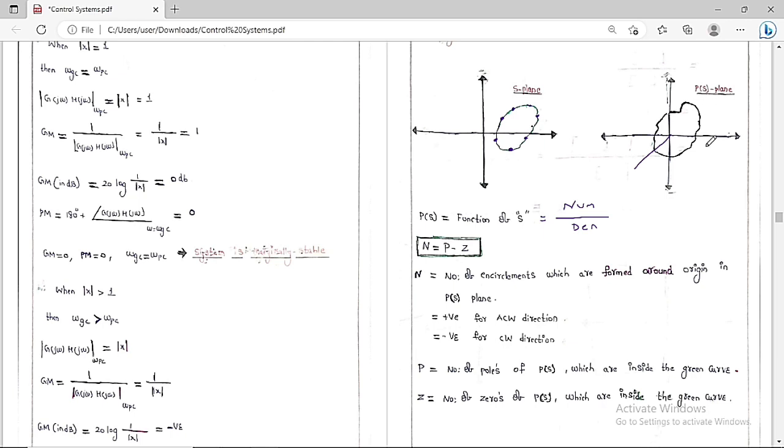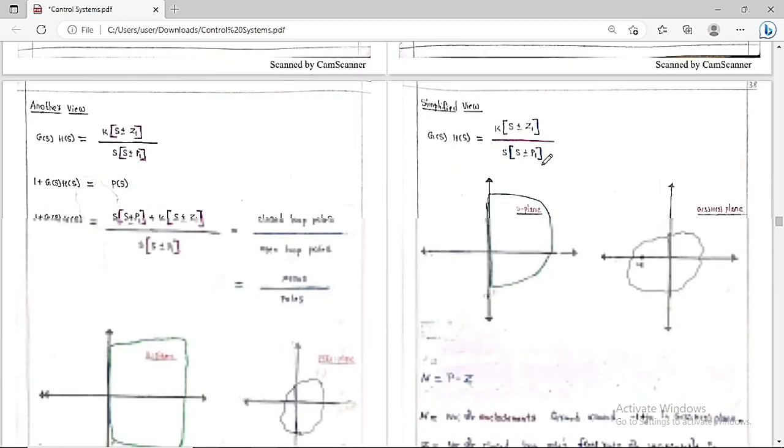So N indicates the number of encirclements found around the origin in the P of S plane, and it is positive for the anti-clockwise direction and negative for the clockwise direction. P indicates the number of poles of P of S inside the green curve, and Z indicates the number of zeros of P of S inside the green curve. So this is basically a mapping from the S plane to the P of S plane. Now we will discuss some more important concepts.